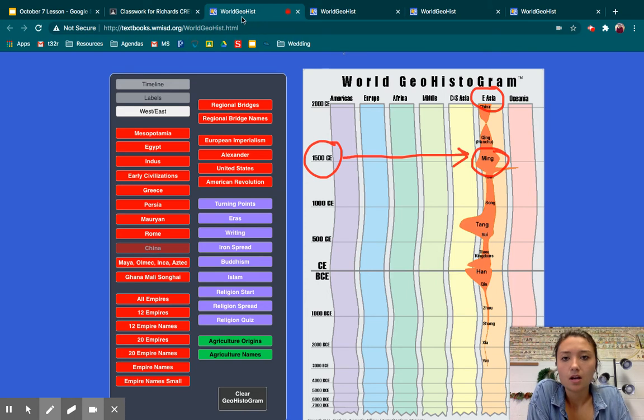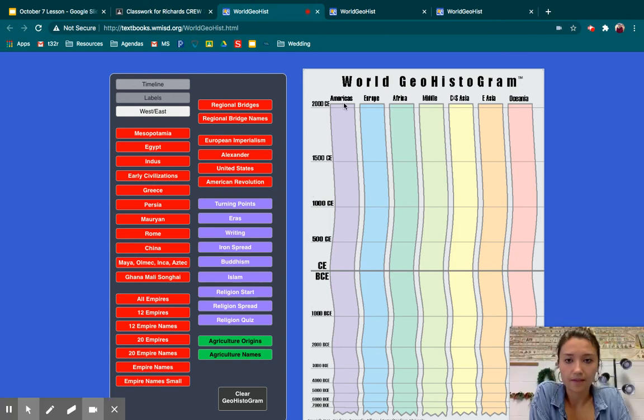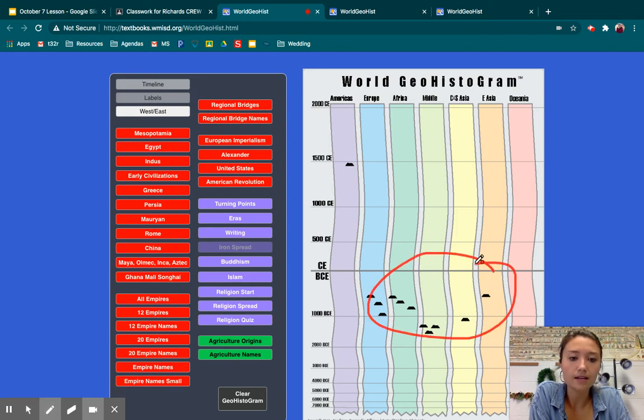All right. Then we go back, and question number two. When did iron spread the most? BCE or CE? So I'm going back to my geohistogram. I've got my timeline and my labels up. And now I'm gonna find, oh, iron spread. Nice. So then you'll be able to clearly see iron spread way more in BCE than it did in CE. In CE, there's nothing, just one. So BCE was the correct answer.